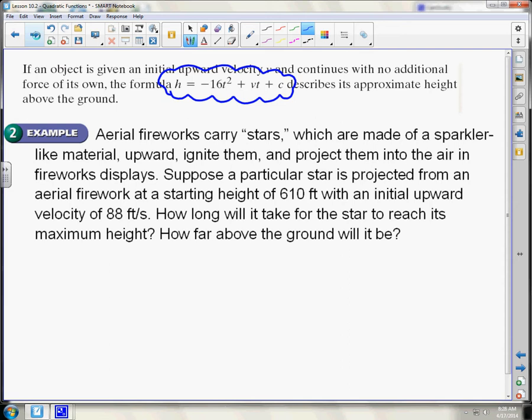Suppose a particular star is projected from an aerial firework at a starting height of 610. So this is a key number, with an initial upward velocity of 88 feet per second. So I need to plug those two numbers into this equation right here that they've given me. So I'm going to write out my equation.